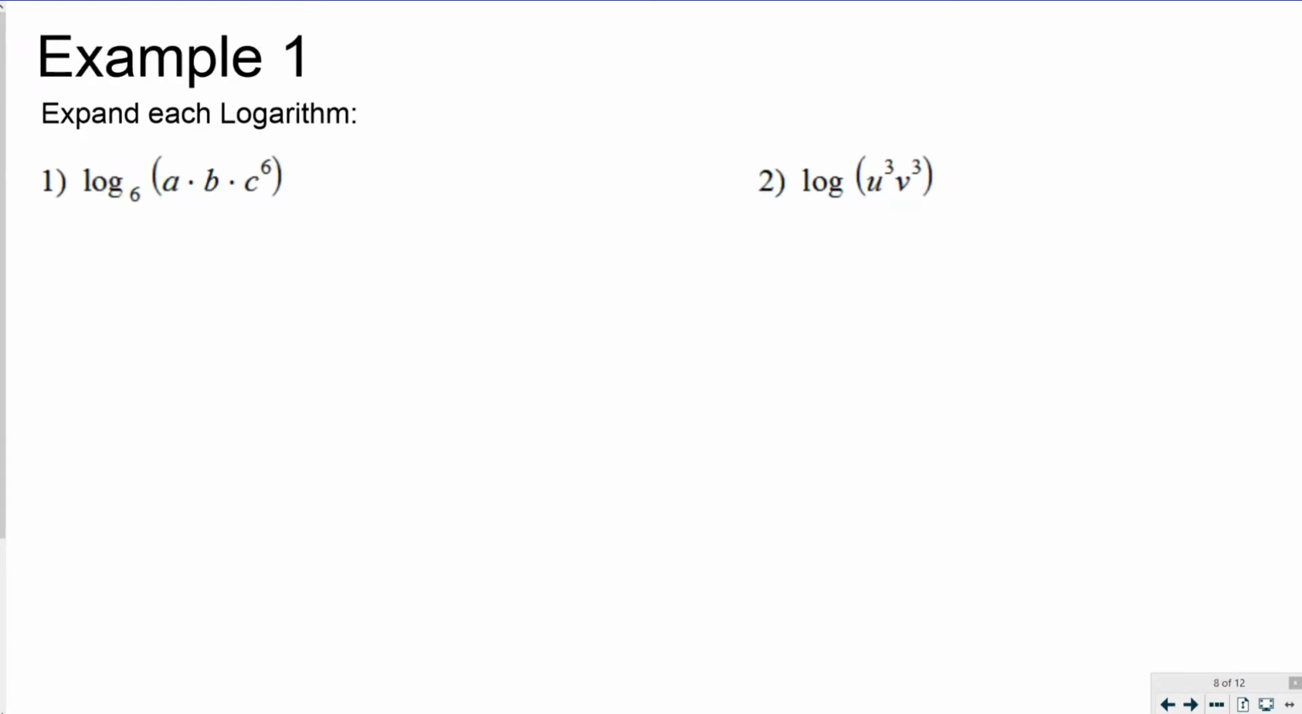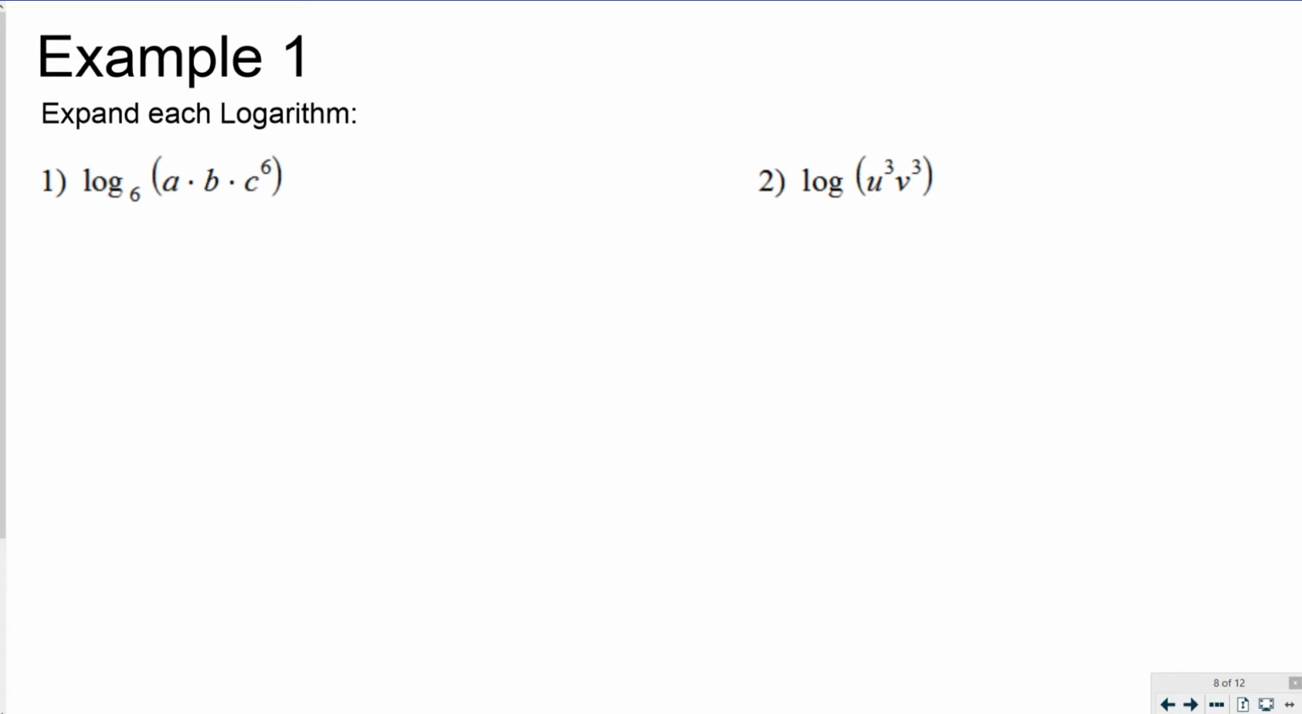So let's do some examples. Expand each logarithm. Okay, so expanding logarithms is all about breaking them down into multiple logs. So when you have an exponent inside the parentheses like this and it belongs to a single variable or a single number, you're going to split them and then you're going to do the power rule. If the exponent is on the outside, then you're going to do the power rule first.